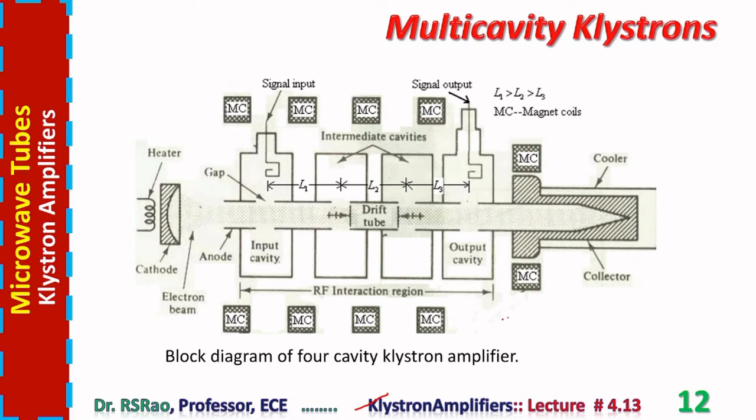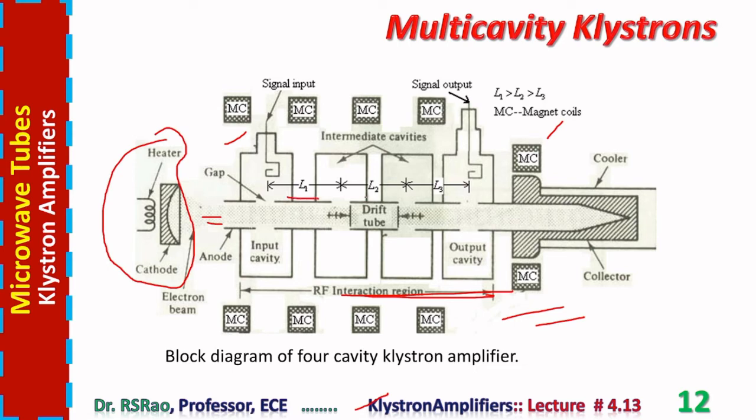Here is shown the structure. This is the electron gun. It emits electrons, input cavity, output cavity, intermediate cavities. The distance between the cavities is not uniform. First it is L1, then L2, then L3. You see here L3 is less than L2, less than L1.